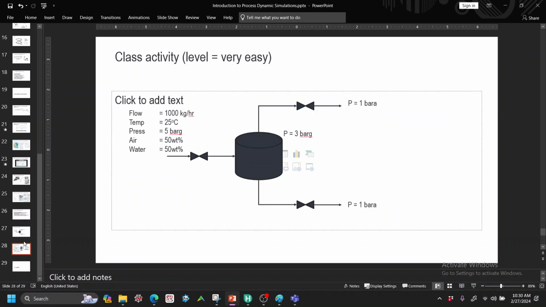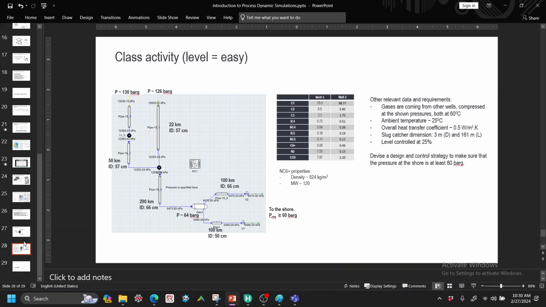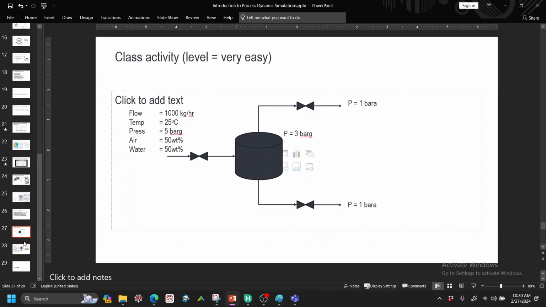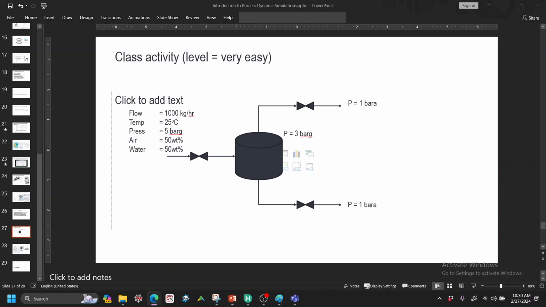So I have now two case studies: the very easy one, and then the easy one. Which one do you want to do? You all have HYSYS access, right? So we will then do another 1 hour. Before we do this, do you have any questions?